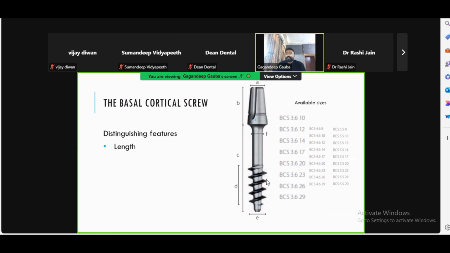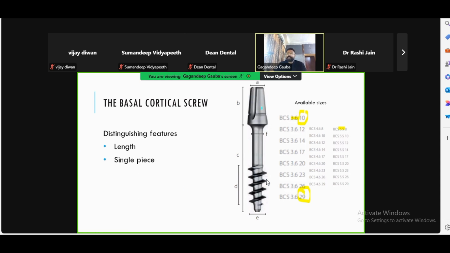This is the basal cortical screw, and these are the sizes that are available. We can appreciate the diameter. The minimum diameter available is 3.6 and the maximum diameter is 5.5. That is so normal. In conventional implantology, we also have such diameters. But when you come to the length, you will see the length is a minimum of 10 millimeters and up to 29 millimeters. This is a very distinguishing feature of basal implants, because we are engaging the basal cortical bone that sometimes will be very deep to the first cortex. So the length of the implant required is very high.